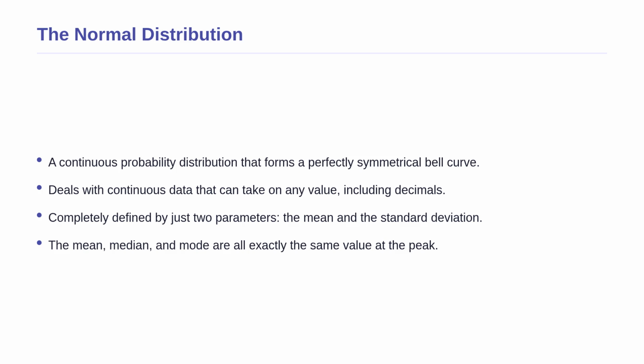It is completely defined by just 2 parameters: the mean, which dictates the center, and the standard deviation, which dictates the width. Because of the central limit theorem, it is the absolute bedrock of biostatistics, allowing us to draw conclusions about entire populations from small samples.